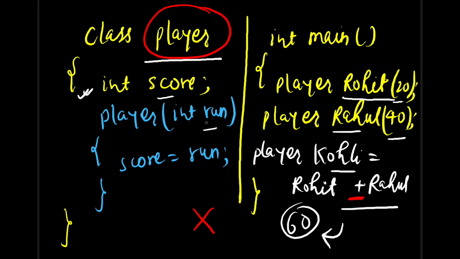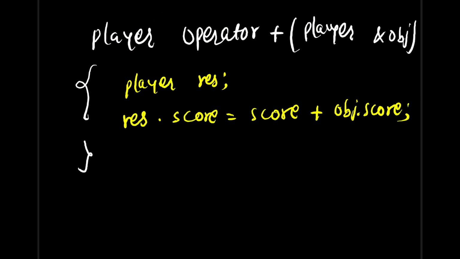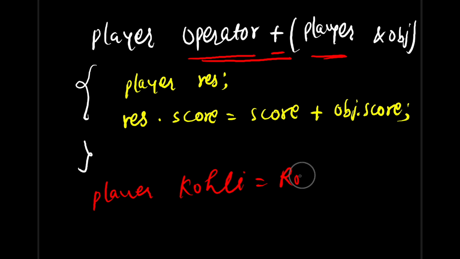So for this, we need to define it. How can we define it? It is very simple. I have defined a function over here which will do the add operation. I have used the operator keyword here, and with this I have added the plus operator, and it will take a reference for this player class. And from main, we are calling player Kohli equals Rohit plus Rahul, right? That's what we are calling.